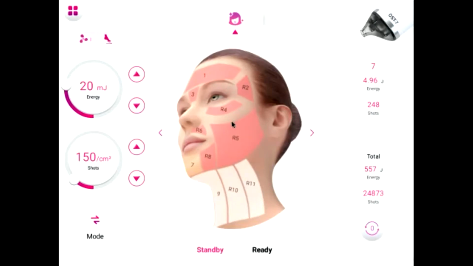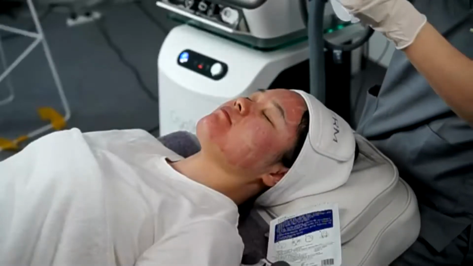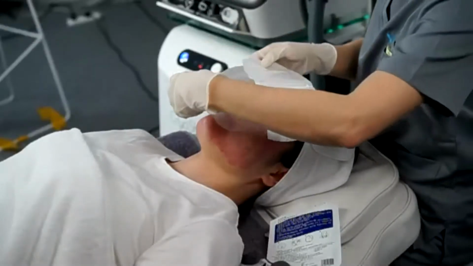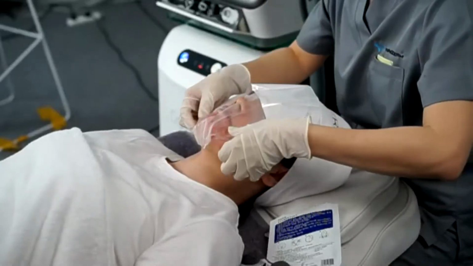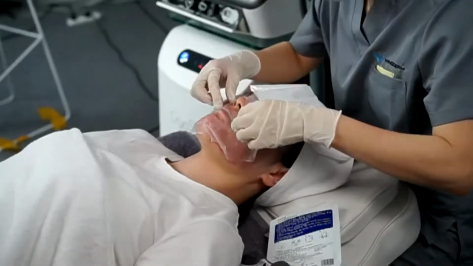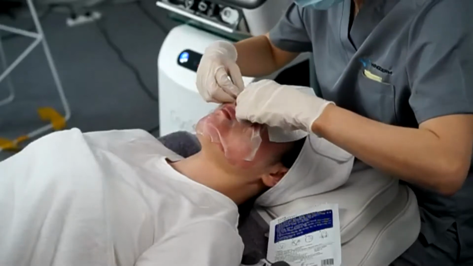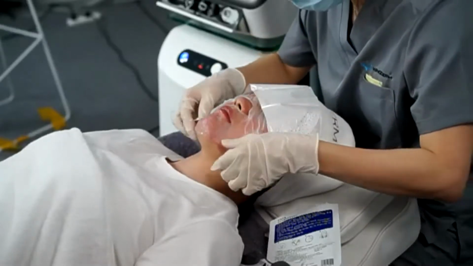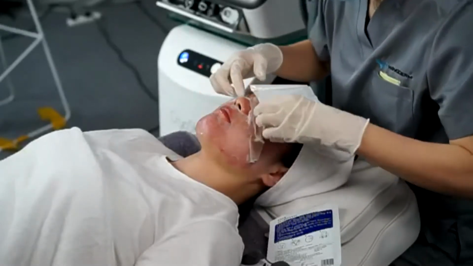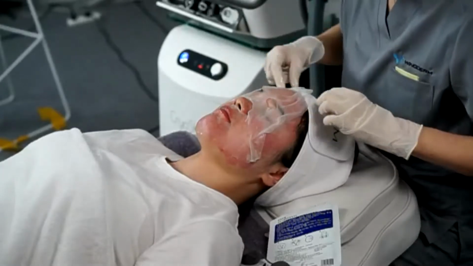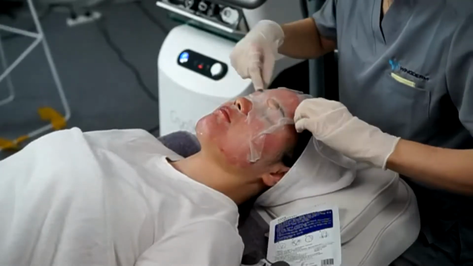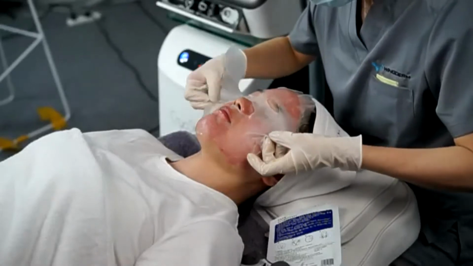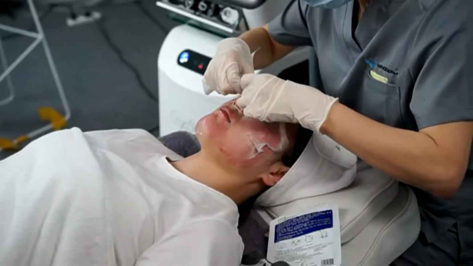After we done the treatment, we'll give her a mask to cooling down her face, her skin. And after you done the treatment, you need to avoid the sunshine.